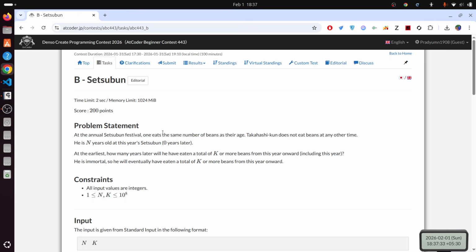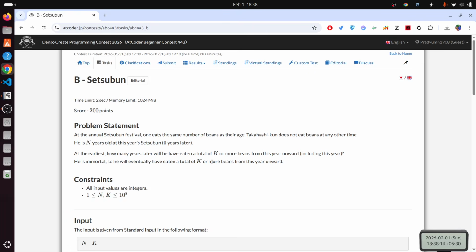So B was that at the annual Setsubun festival, one eats the same number of beans as their age. Takahashi-kun does not eat beans at any other time. He is n years old at this year's Setsubun, that is 0 years later. At the earliest, how many years later will he have eaten a total of k or more beans from this year onward, including this year? He is immortal, so he will eventually have eaten a total of k or more beans from this year onward. Okay.